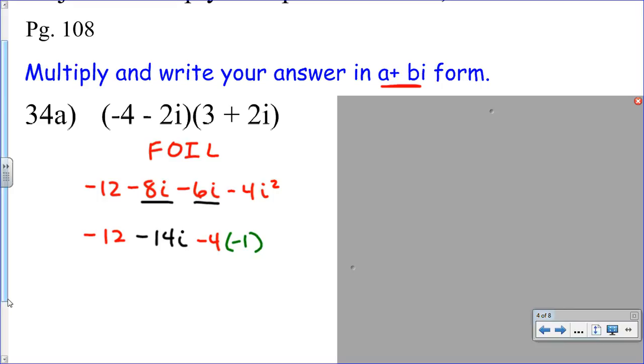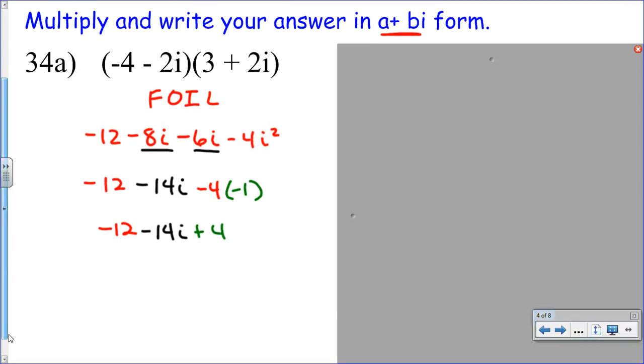So what we have is negative 12 minus 14i plus 4. And then you have like terms, negative 12 and positive 4. That's negative 8 minus 14i. And that's a plus bi. Okay. Good.